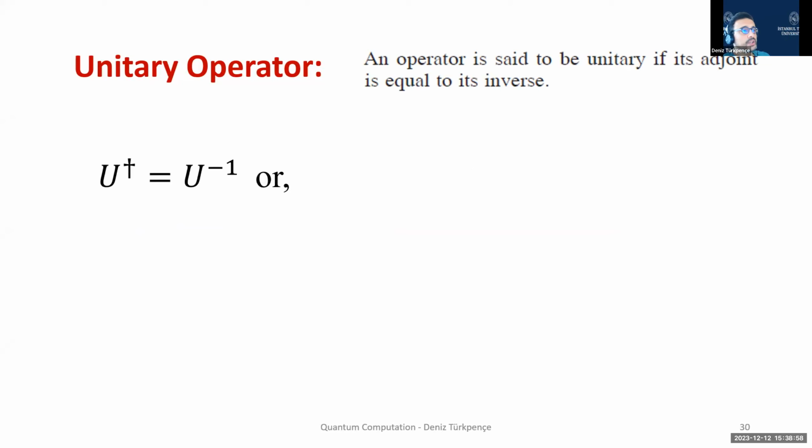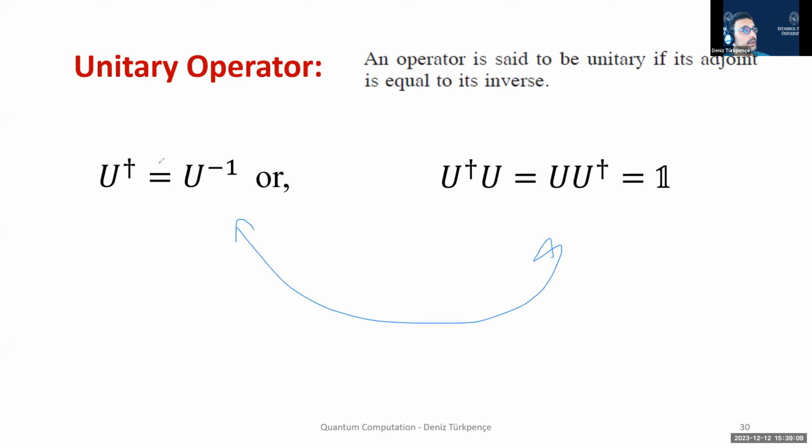Equivalently, we can write that U dagger U, or U U dagger, is equal to identity, because these are the same thing. If you multiply this operation from the right with U, for example, U inverse with U equals identity, it is nothing. And of course, you should be able to multiply it from the left-hand side. So what do you obtain with this? In fact, this implies some different results for unitary operators.